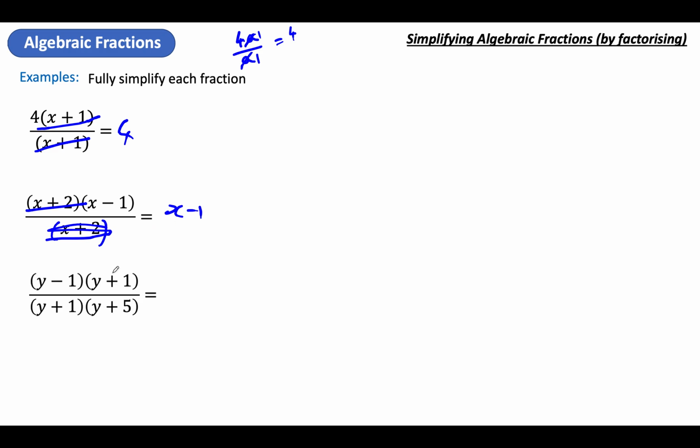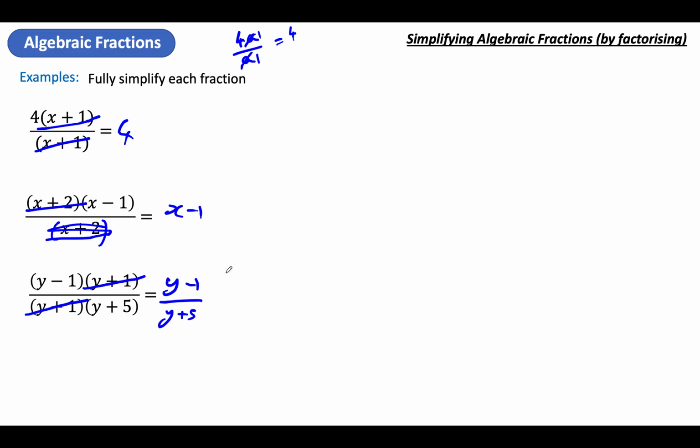All right, does this blow your mind, or is this nice and easy? Okay, we've got 2 brackets multiplied on top, 2 underneath, but there's a matching pair. There's y plus 1 on top and y plus 1 underneath. Because they're multiplied, they will cancel out, and we'll be left with the y minus 1 over y plus 5. And again, if you wrote them in brackets, it wouldn't matter. You just sort of don't need to when there's nothing else around.